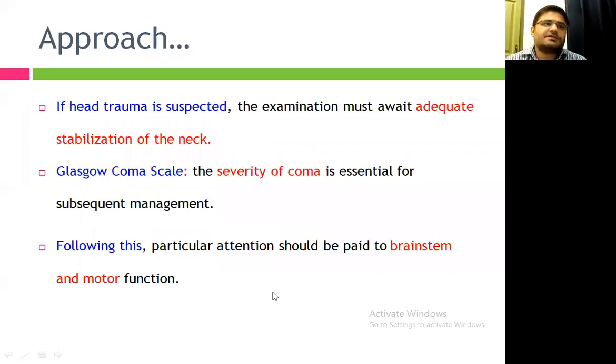If head trauma is suspected, then examination must await adequate stabilization of the neck, because if you keep moving the neck, you may damage the neck or spine of the patient. The GCS, the severity of coma scale, is essential: in what category the patient fulfills criteria. Following this, particular attention should be paid to the brainstem and motor examination.